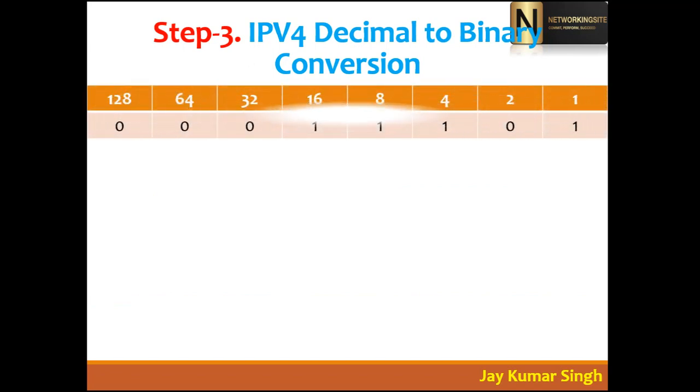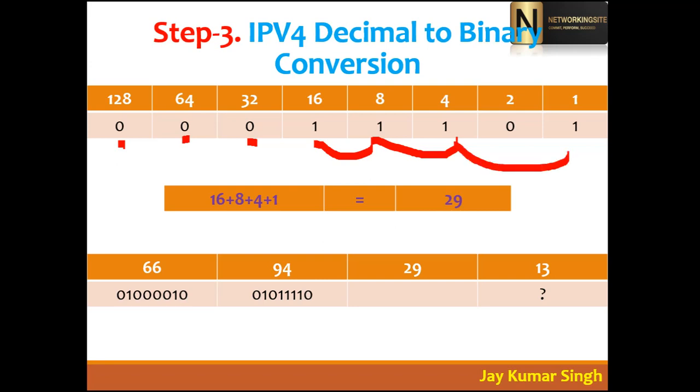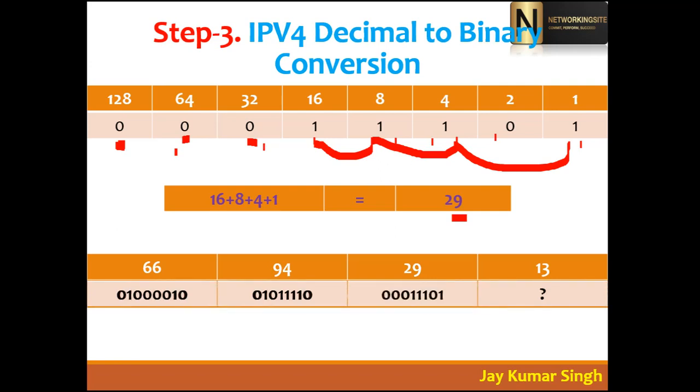Now we have to calculate 29. How to calculate 29? See, 128 will not come because it is higher, 64 is higher, 32 is higher. Yes, 16 is lower, then we will take 16. Then if you add 16 plus 8 plus 4 plus 1, you will have 29. Then the decimal to binary is 0 0 0 1 1 1 0 1. So you have to write that here: 0 0 0 1 1 1 0 1.